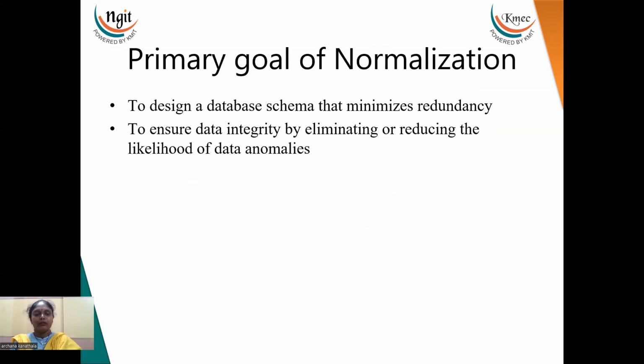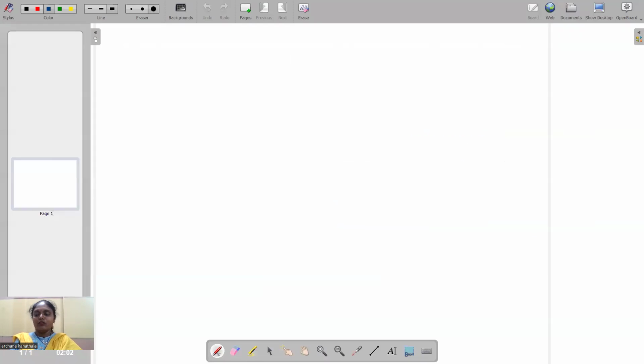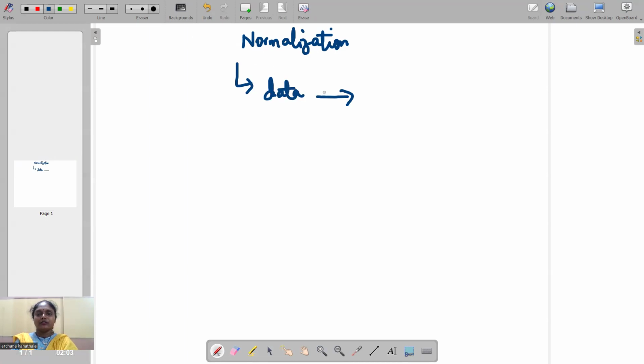Now, what do we mean by normalization? So this is a series of steps which converts any data that can be converted, to avoid the anomalies.